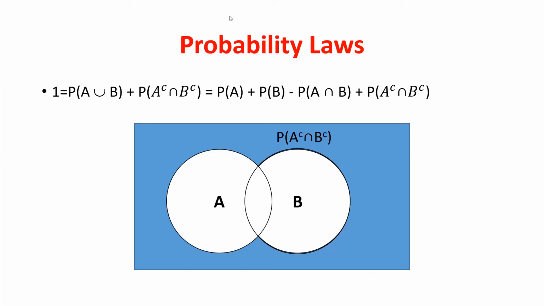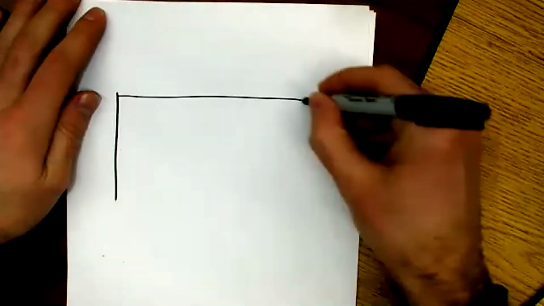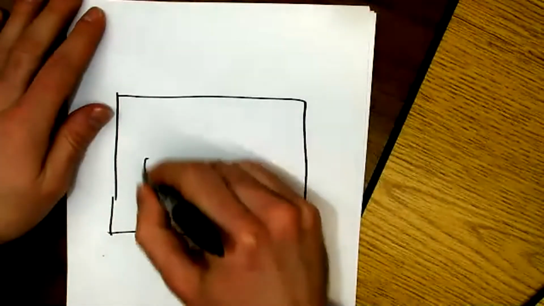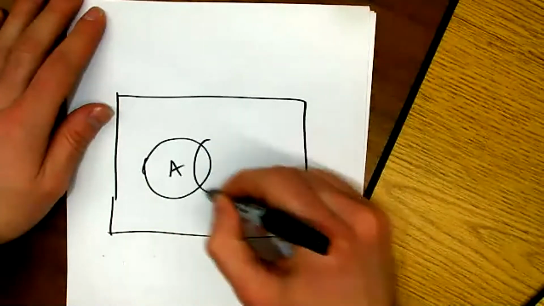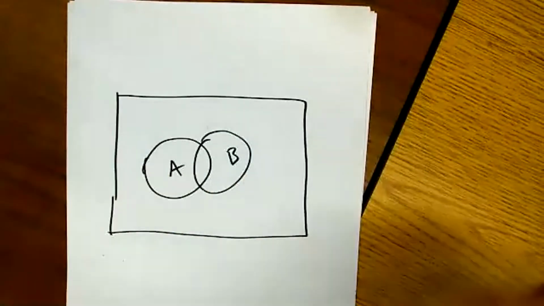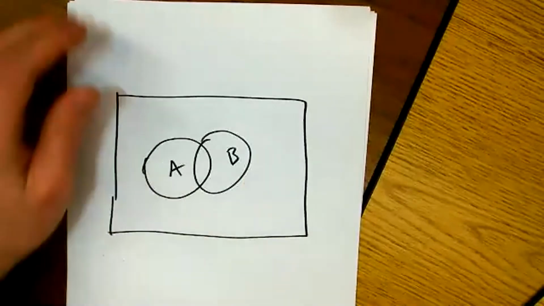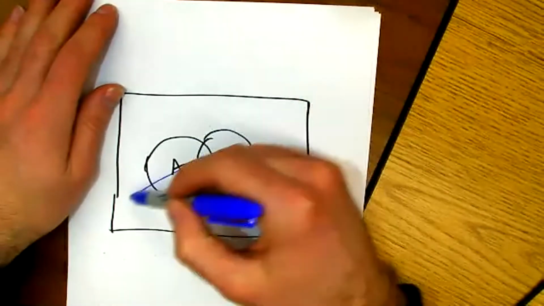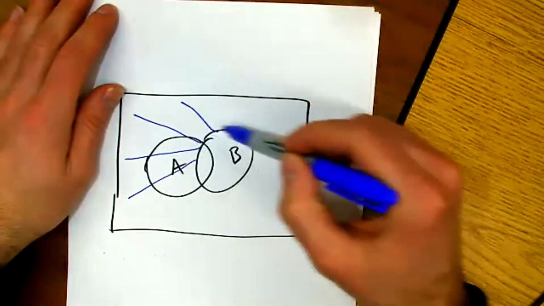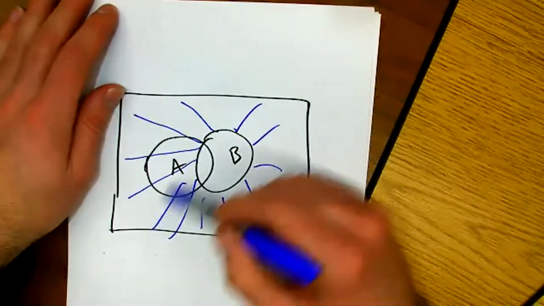The reason why it's the intersection of the complements, I'm not going to ask you to prove this necessarily, but I think it's helpful to understand why that blue shaded area was the intersection of the complements. So if we've got something that looks like this, and we've got circle A, and we've got circle B, where would B complement be? Well, B complement is everything that's not in B. So it's going to be this blue area here.